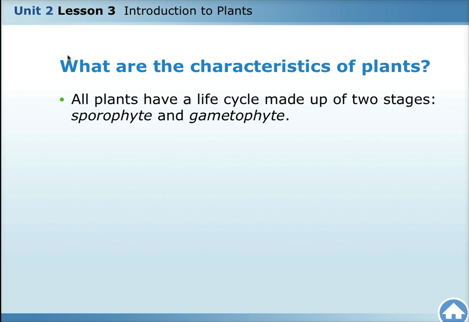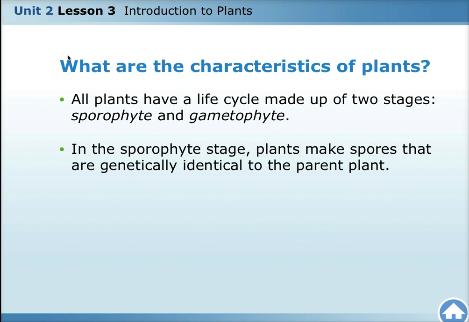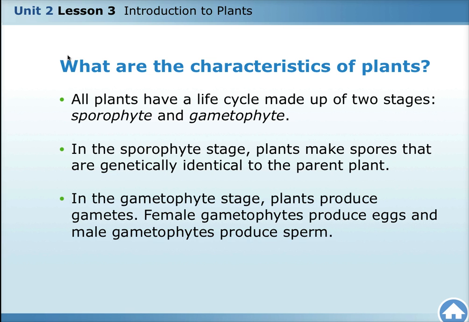All plants have a life cycle made up of two stages, a sporophyte and a gametophyte. In the sporophyte stage, plants make spores that are genetically identical to the parent plant. In the gametophyte stage, plants produce gametes. Female gametophytes produce eggs, and male gametophytes produce sperm.